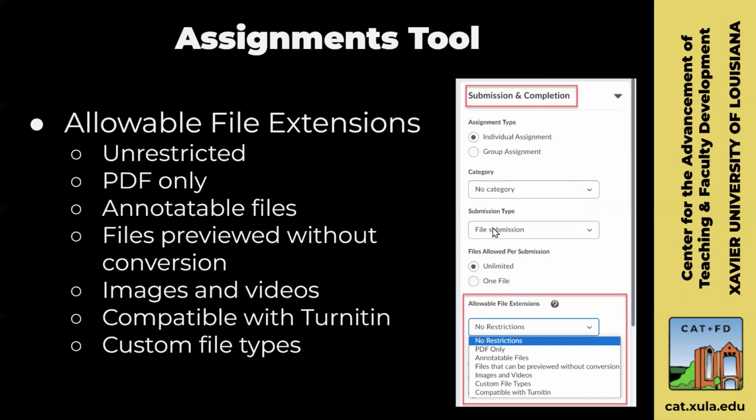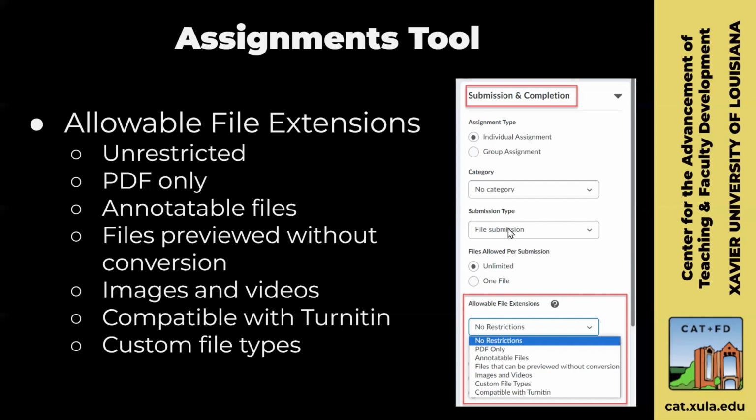I also want to point out, when you are using the file submission, there is a section here for allowable file extensions. By default, it's going to default to no restrictions. But there are other allowable file extension types that are here: PDF annotatable files, files with the preview, files previewed without conversion, images and videos compatible with Turnitin. And then you can also enter your own custom file types.